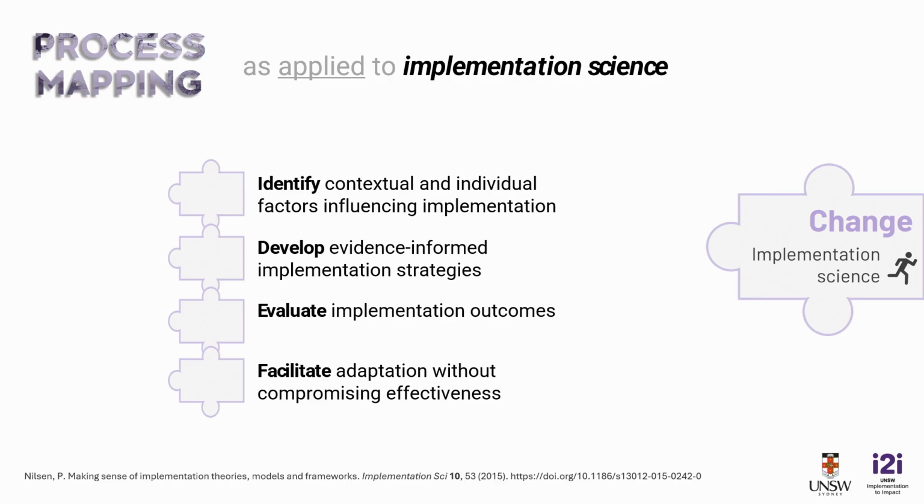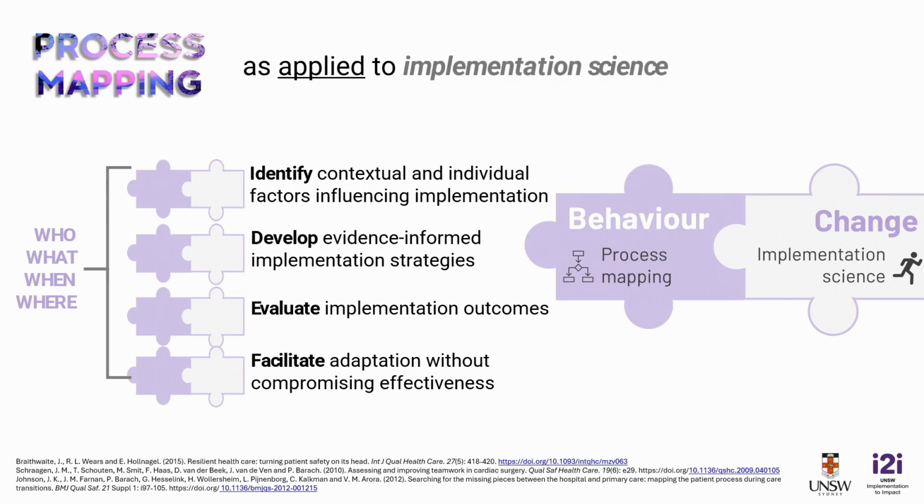So process mapping can be used when we think about behaviour change in implementation science to identify contextual and individual factors influencing implementation. In implementation science, we develop, as Guillaume mentioned, evidence-informed implementation strategies. We evaluate implementation outcomes and we facilitate adaptation without compromising the effectiveness of the intervention. And if we combine this with behavioural analysis through process mapping, we can understand more about the who, when, what, and where things happen across this process.